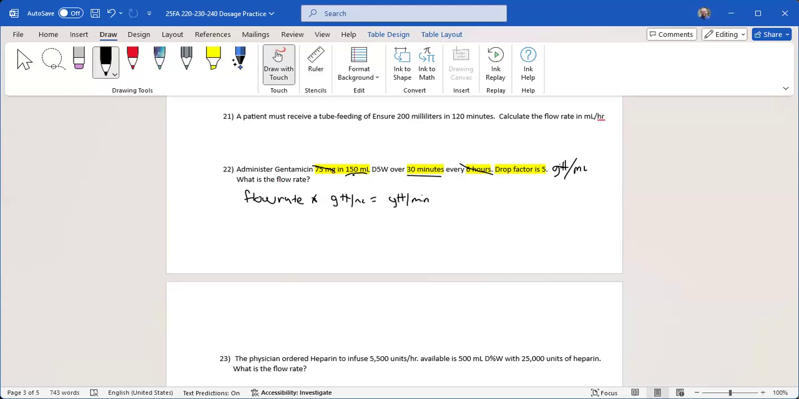So I have all the information I need. I have 150 milliliters, I have 30 minutes, and I have a drop factor of 5. So I'm going to take my 150 mL over my 30 minutes.